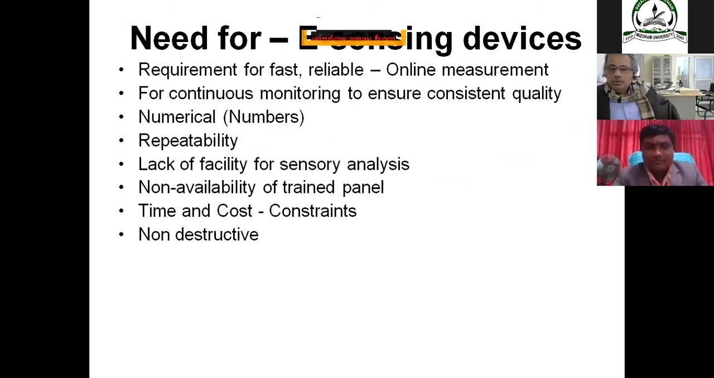Okay. So why do you go for e-sensing? First is the repeatability. Because the sensor should reproduce the same signal again and again. And time also, it should be very fast detection, so that we can do on-site measurement or rapid measurement, or maybe online measurement. It can be possible using that. Okay, some of the techniques I'll discuss a little bit if I get time. Lack of facility of sensory analysis is another problem we're getting, and it should be non-destructive. So most of the sensors are basically non-destructive. You can reuse the sample again.